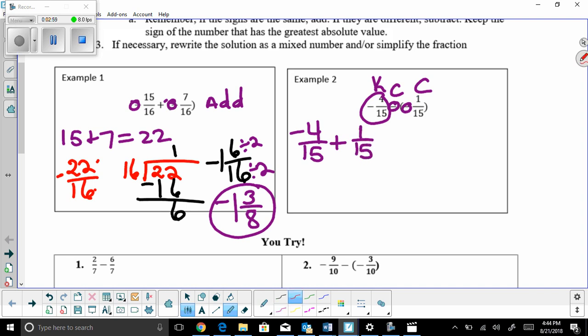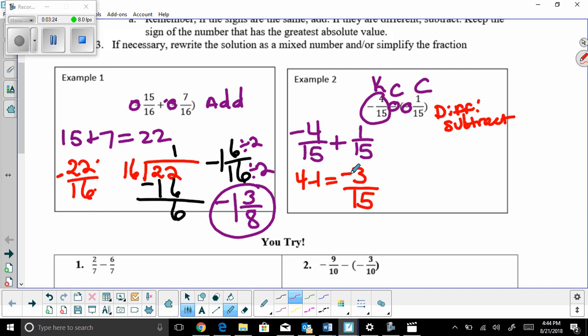Now, my signs are different, so I need to subtract. 4 minus 1 equals 3, and I need to write that over the denominator, which is 15. Negative 4 has a greater absolute value than 1, so that means that my answer is negative 3/15.